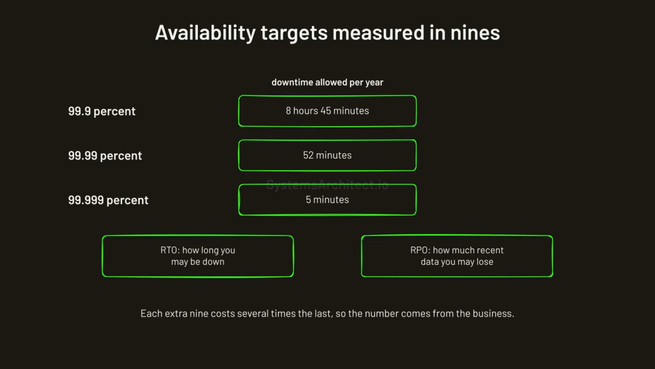Availability is quoted as a percentage of uptime, and the shorthand is counting the nines. 3 nines, or 99.9%, allows about 8 hours and 45 minutes of downtime a year.